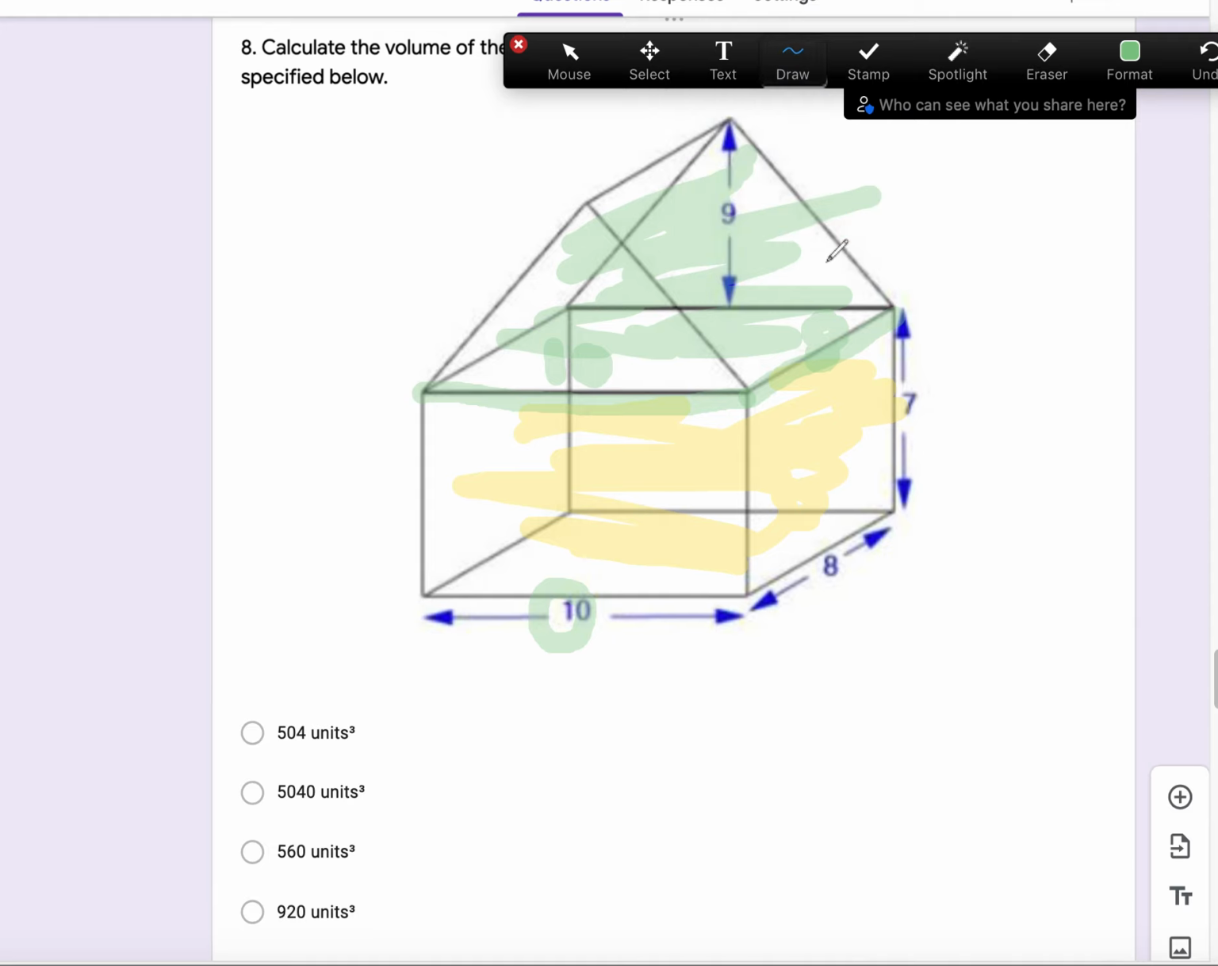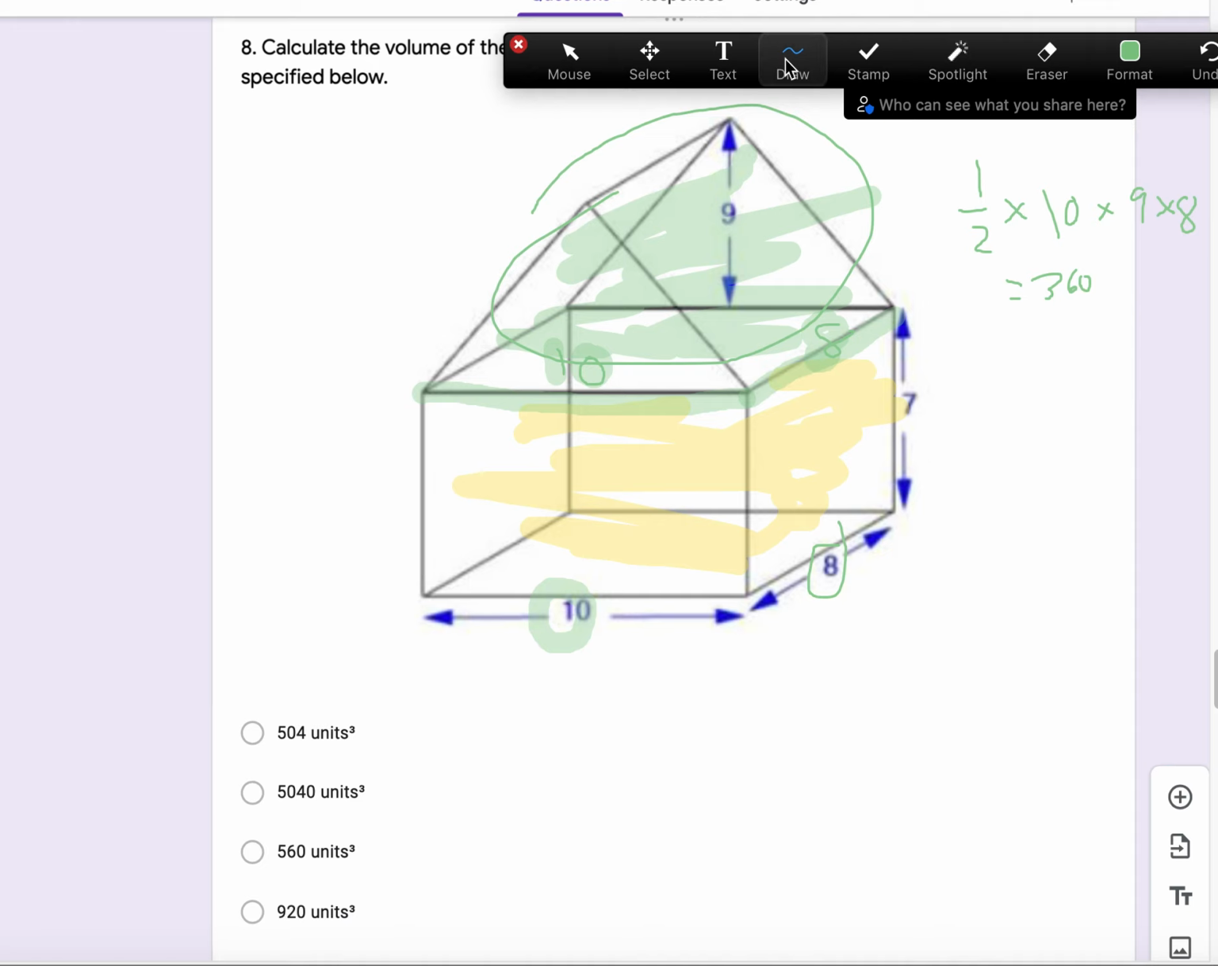So to find the volume, we need to do half times the base. Remember the base was 10 because it's parallel. Half times base times vertical height, which is 9. And then multiply that by the length, which is 8, which I got from here. Chuck that in your calculator. 10 times 9 is 90. 90 times 8 is 720. Then multiply that by half. And that gives you 360 units cubed.